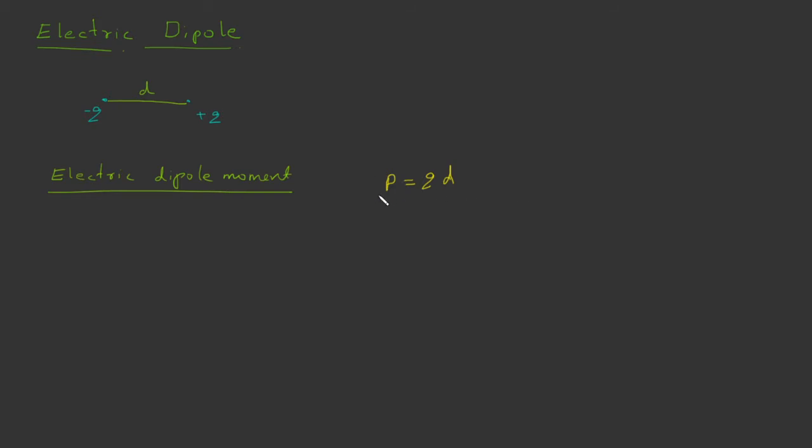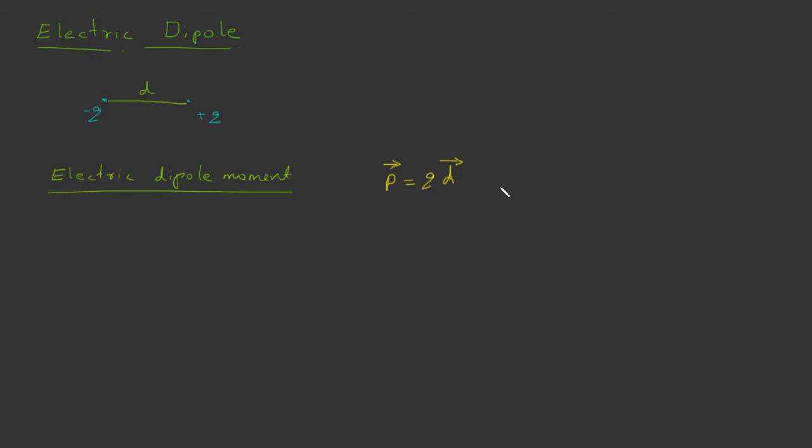So here P is the electric dipole moment, q is the magnitude of one of the charges. We know both the charges have an equal magnitude, and d is the distance between these two charges. We know electric dipole moment is a vector quantity. So here d is a vector quantity. That is, d should have a direction.